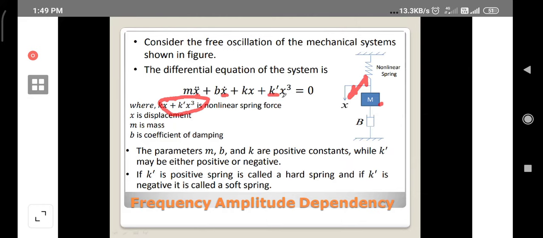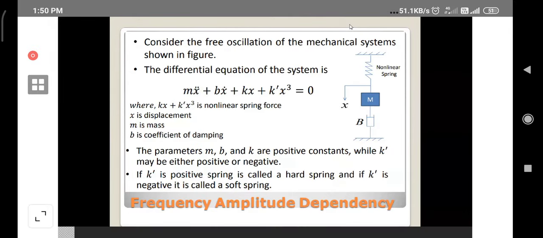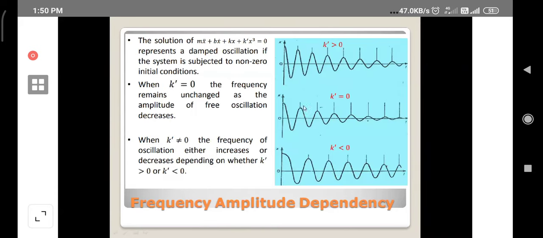We can move to the next slide, then it will be clear. In the next slide, the solution of this system is shown. It is a damped oscillation, and there are three conditions: k dash positive, k dash zero and k dash negative.